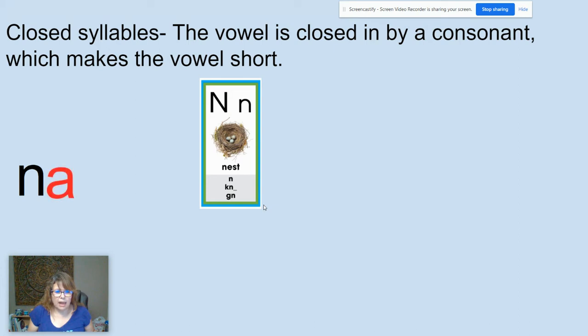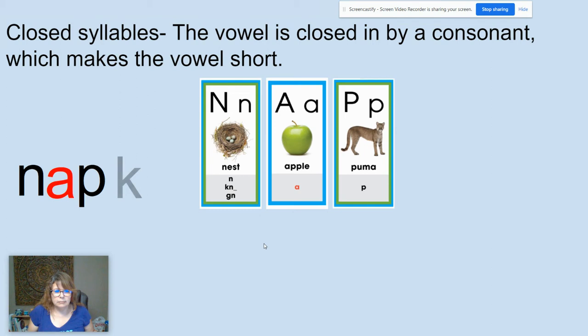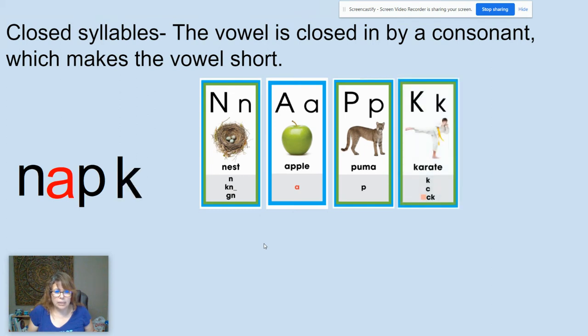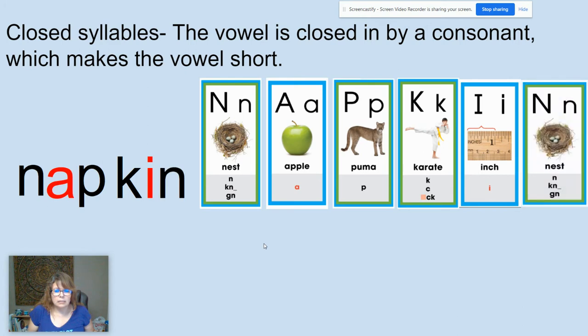N like in nest, a like in apple, p like in puma, k like in karate, i like in inch. Now I'm going to look at my word. When I'm looking to see, I already know that I have the a in apple and the i in inch. I have two vowels that make sounds. So I already know there's going to be a 2-syllable word.